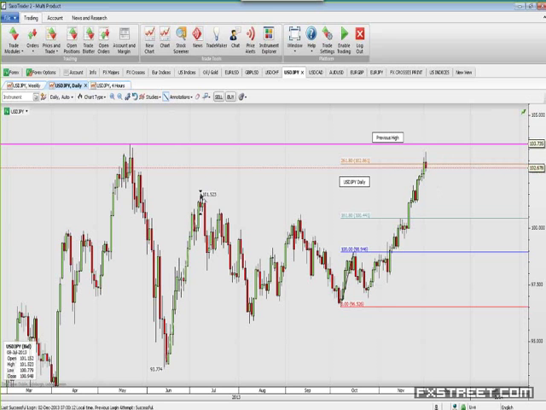And also pretty close to an ABCD formation.